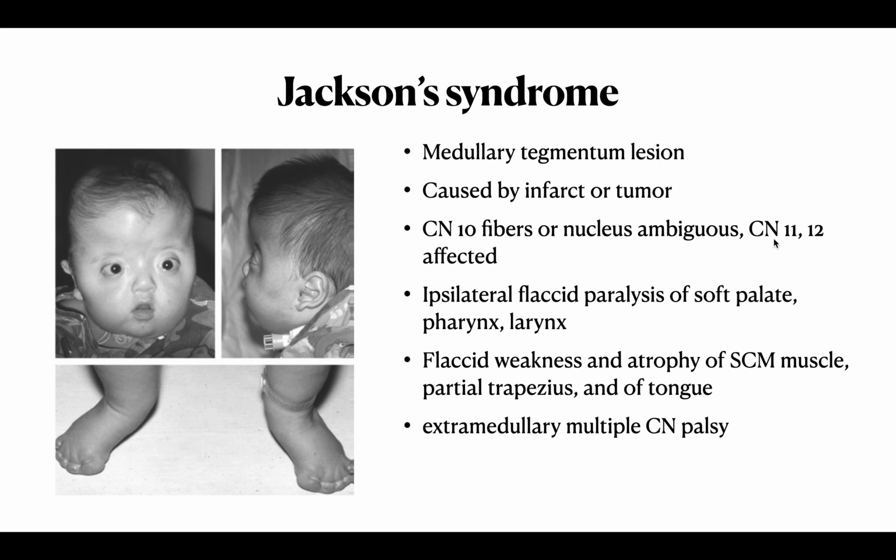trapezius is going to be due to the problems with cranial nerve number 11, the accessory nerve, the tongue, cranial nerve number 12, and extramedullary multiple cranial nerve palsy, thanks to the involvement of the nucleus ambiguus. So the palsy is going to happen outside of the medulla, but since it's all kind of relaying through the nucleus ambiguus, the cause is inside of the nucleus ambiguus, so inside the medulla, but there's going to be the palsy relating to the nerves going outside of it.